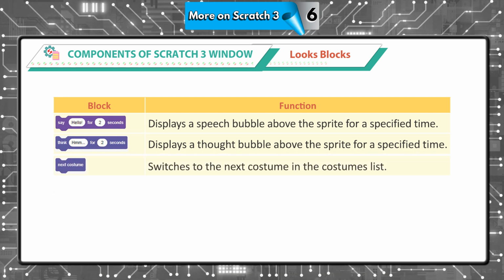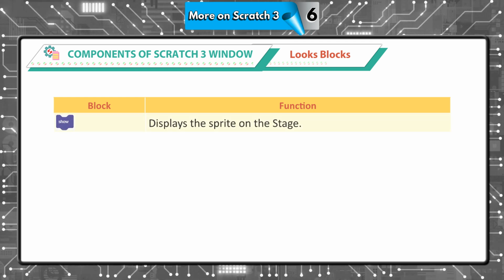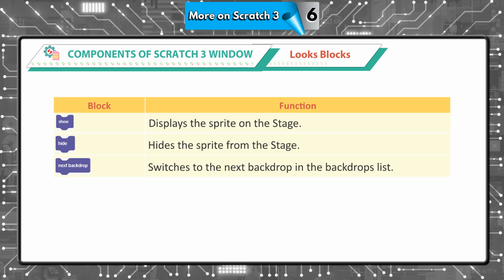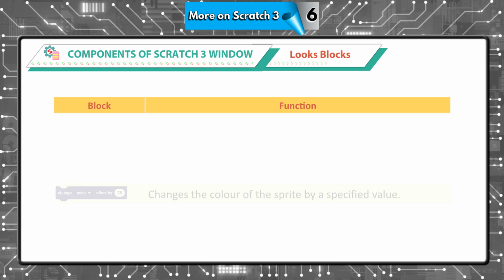Next costume switches to the next costume in the costumes list. Switch costume to costume 2 switches the costume of a sprite to a specified costume. Show displays the sprite on the stage. Hide hides the sprite from the stage. Next backdrop switches to the next backdrop in the backdrops list. Switch backdrop to backdrop 1 switches the backdrop of the stage to a specified backdrop.